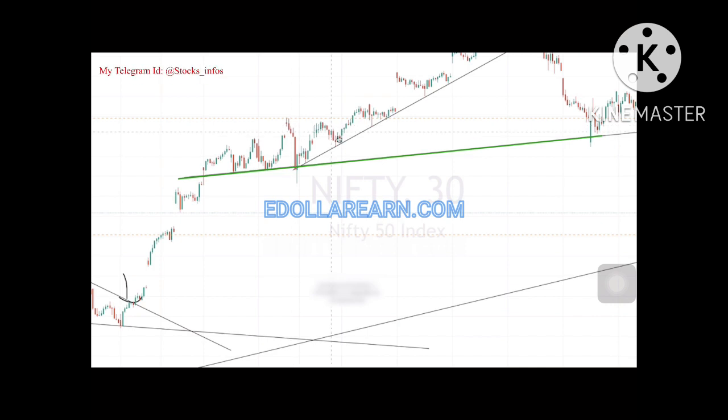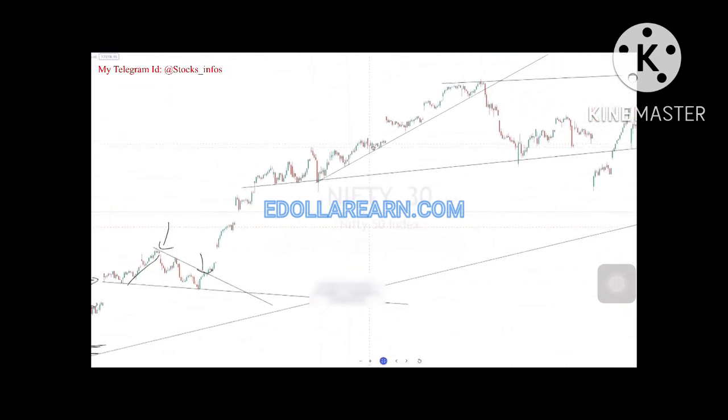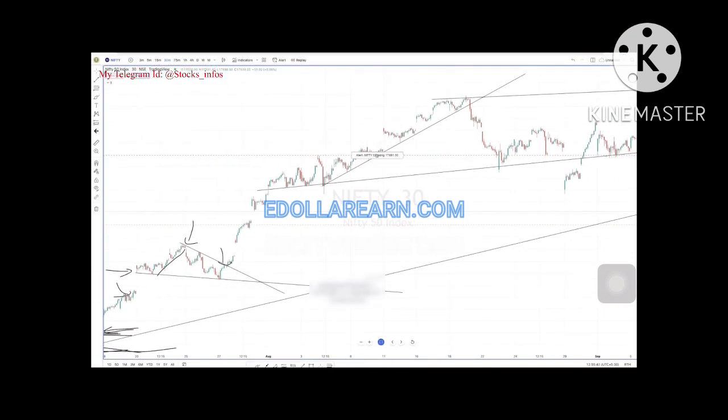What you could do is you can add more lots here. It went up, consolidation. You could add more lots here, gap up. Look at this trend line has been respecting.